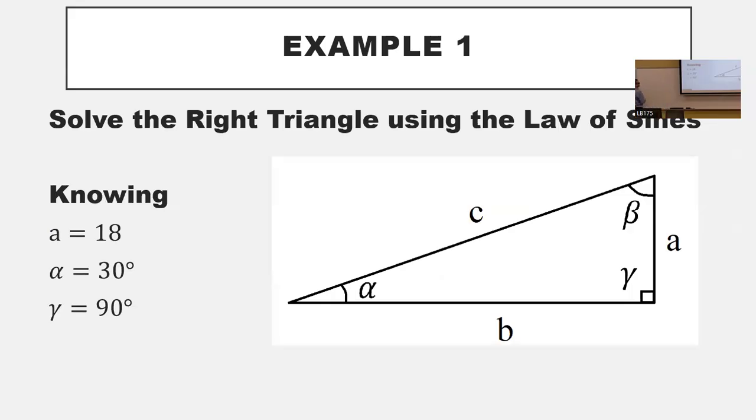Let's pretend I have a right triangle with our standard labeling convention. And I know that A is equal to 18. Alpha is equal to 30 degrees. And then gamma is a right angle, which is 90 degrees.